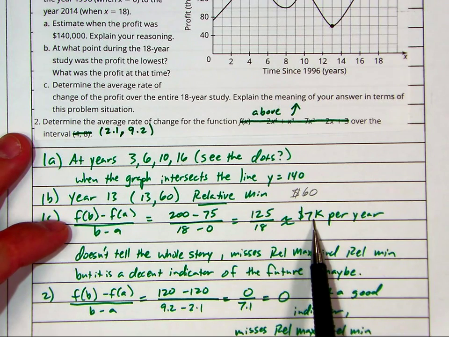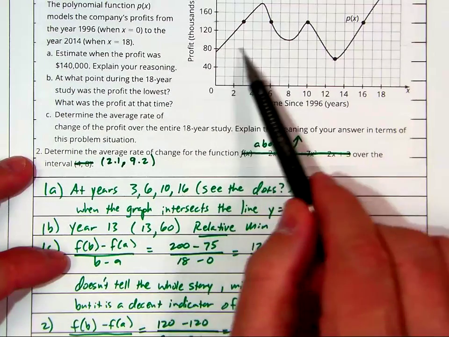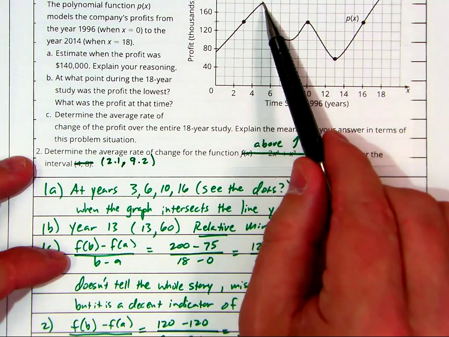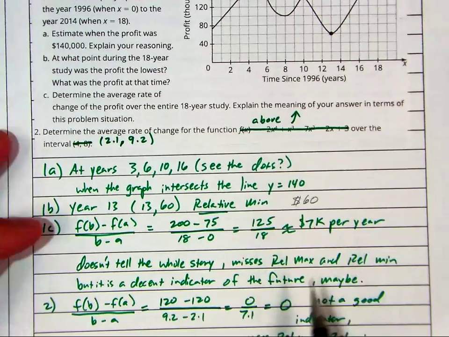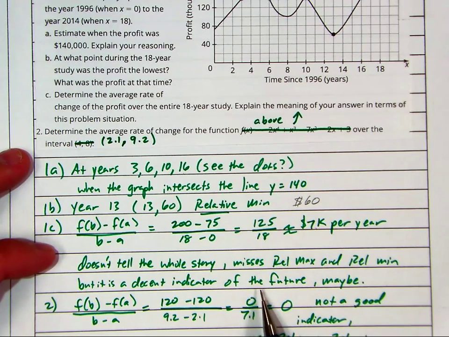Does that tell the whole story? Not quite. It only goes up. It doesn't say that we got up to a max of 180 or a low of 60. It just says a general trend over the 18-year study. So it may be a good indicator for the future.